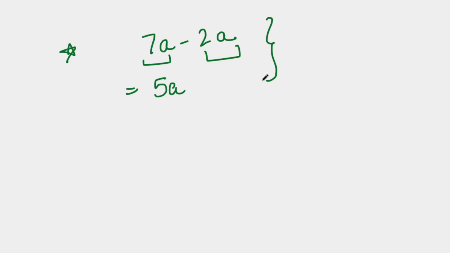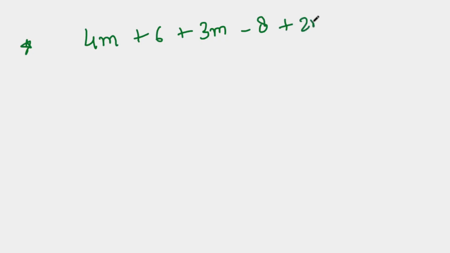So it depends on what kind of expression you have, how many variables you have, how many terms are there in the algebraic expression. Now let me give you another example. We can have, let's suppose, 4m plus 6 plus 3m minus 8 plus 2n minus 3n. We can have a longer expression like this also.